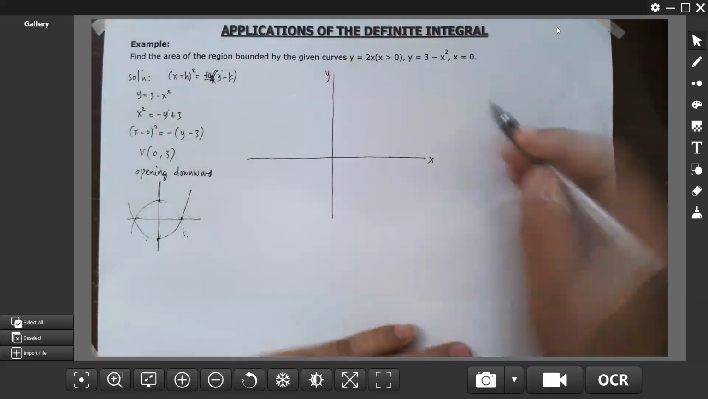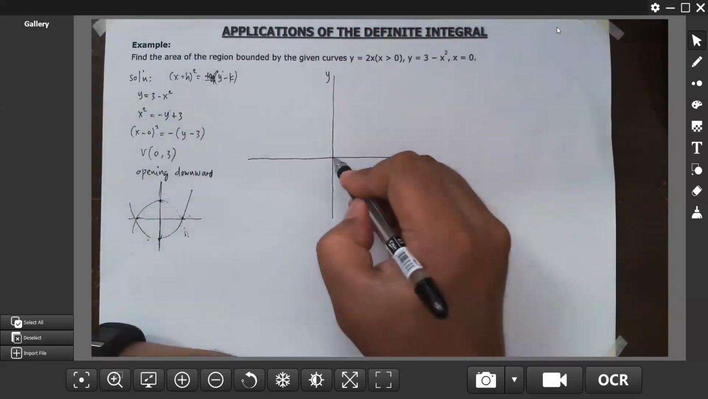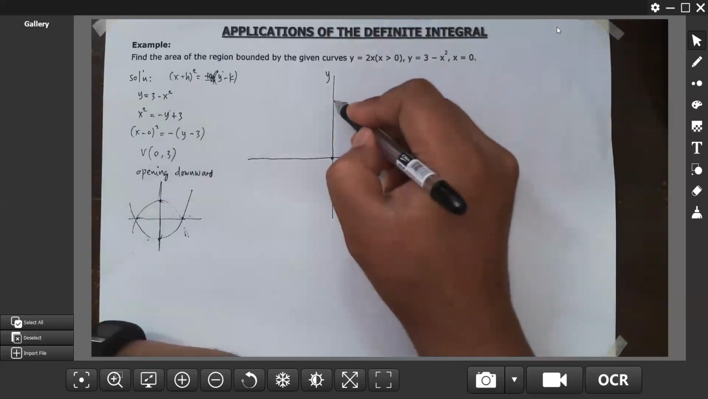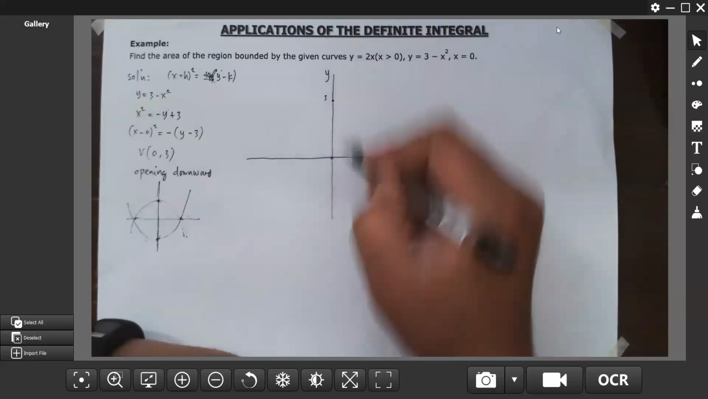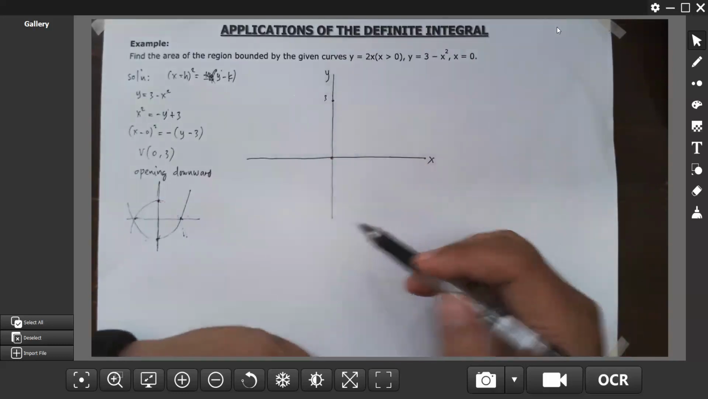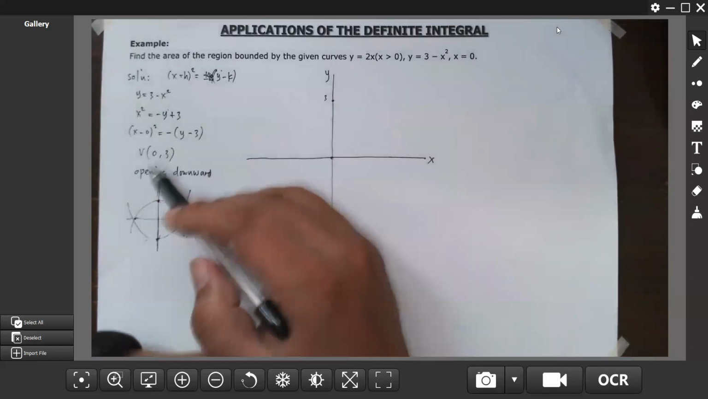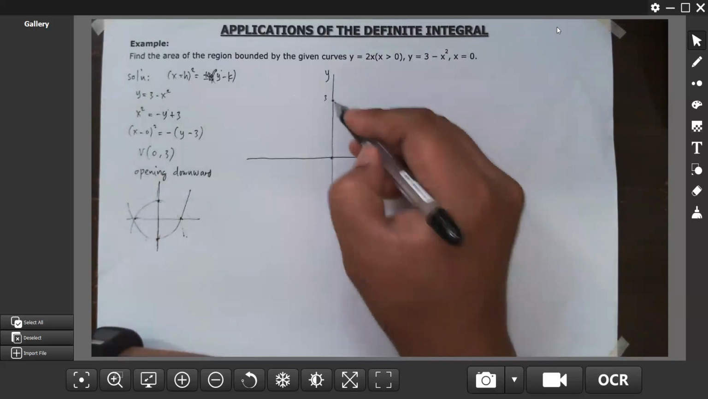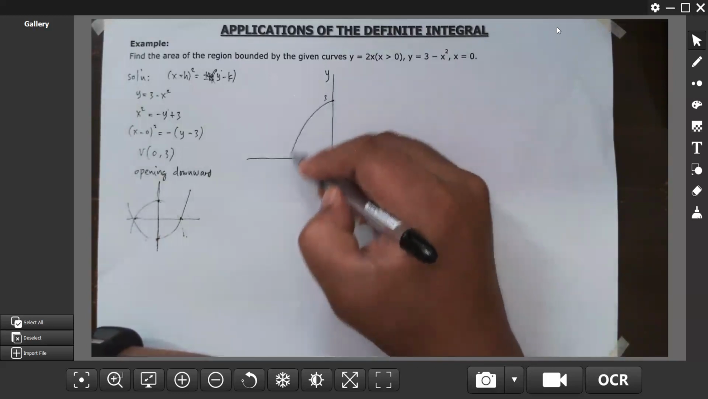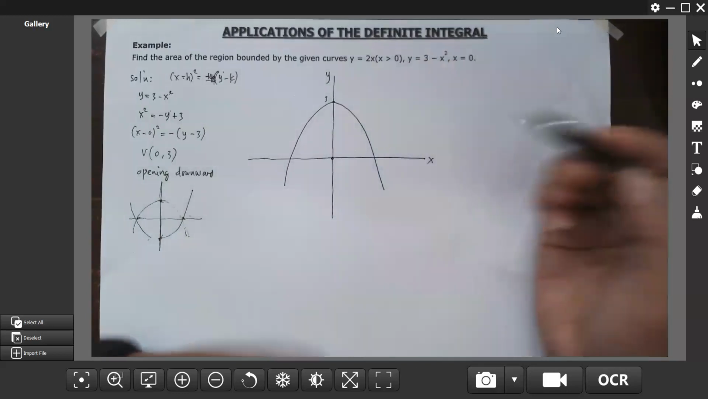When we sketch, the vertex is at (0, 3), 3 on the y-axis. It's opening downward. So when y is 0, those are the points of intersection.